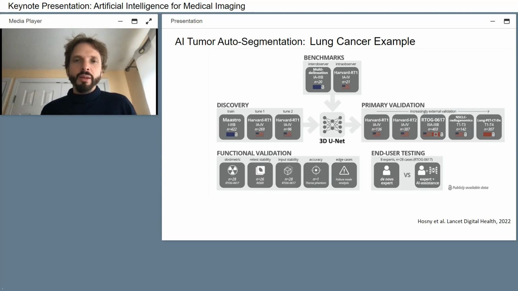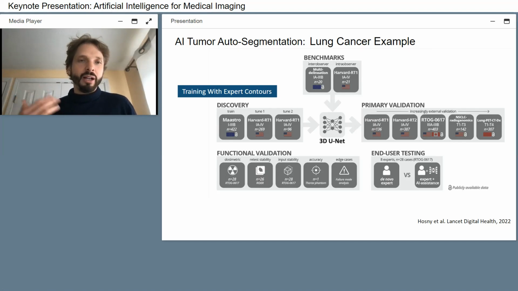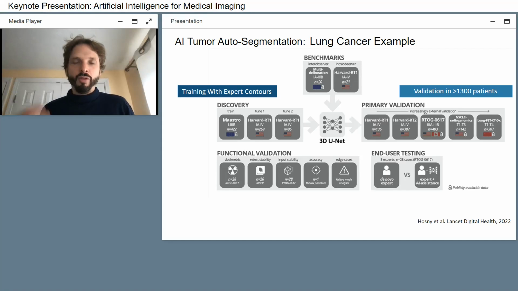So first, we had 3 different cohorts from Europe and the US, where we had an expert segment all of these cases and provide the ground truth for the algorithm. So this algorithm was really trained towards one individual that we thought had the most experience and performed that well. And then we had various data sets for primary validation, over 1,300 patients from data sets from the US, Canada, and China.